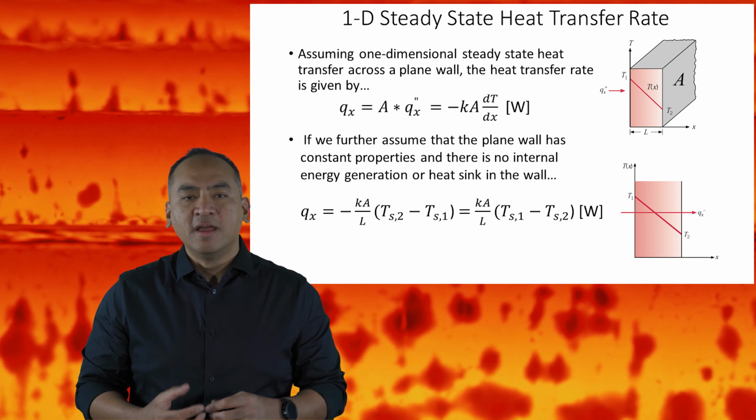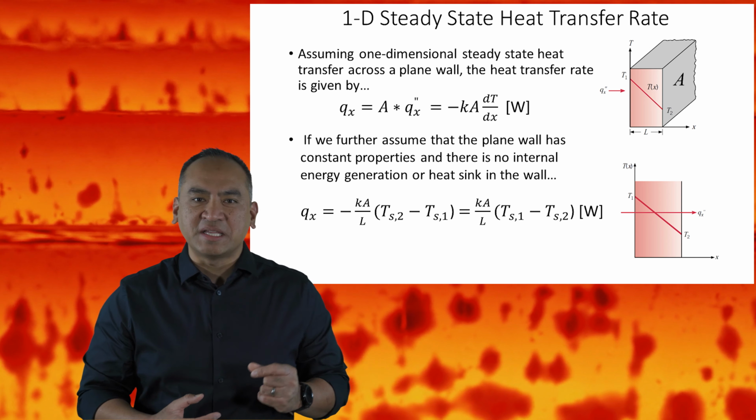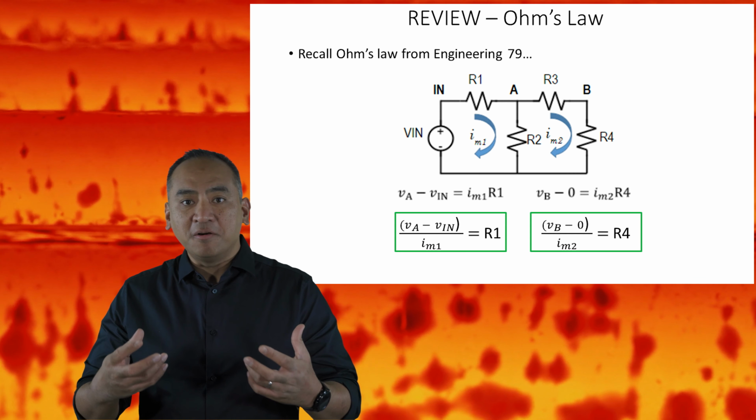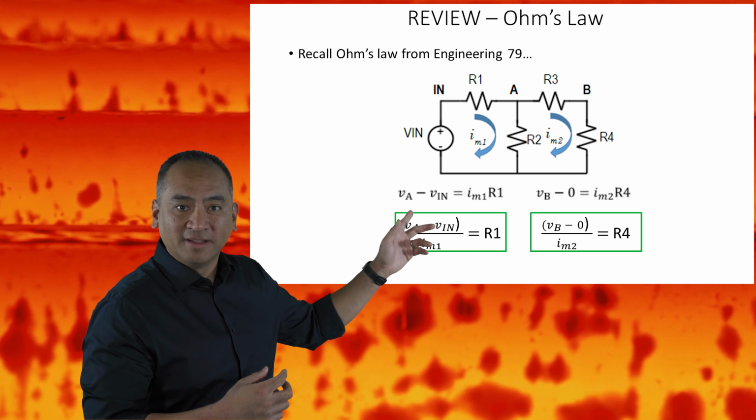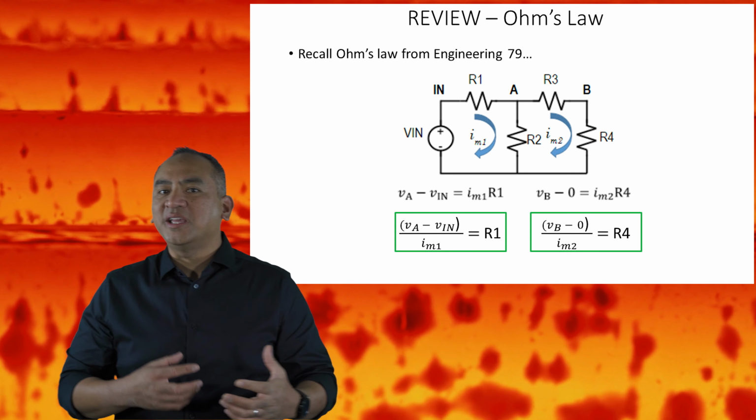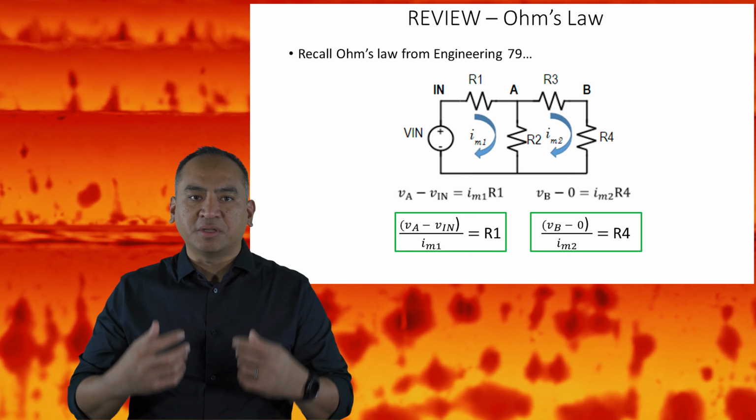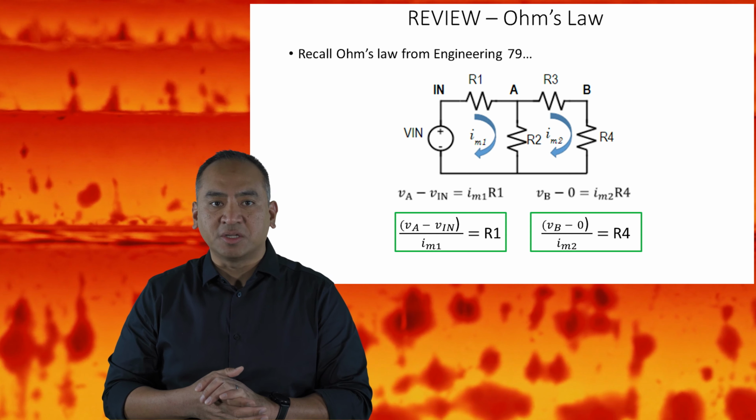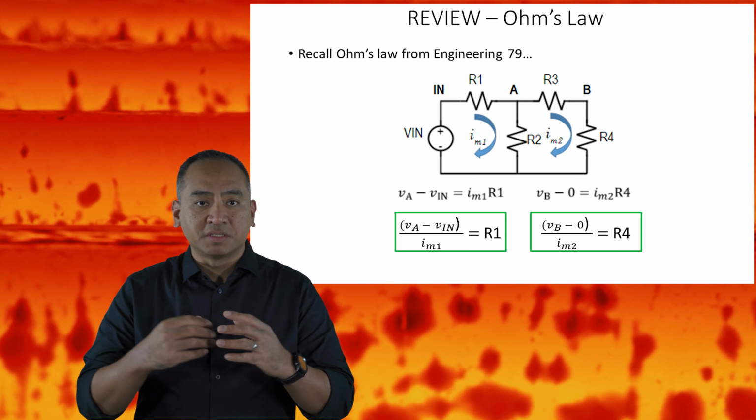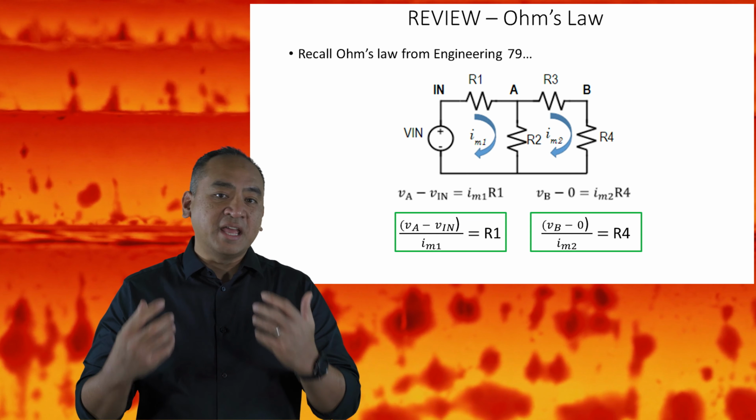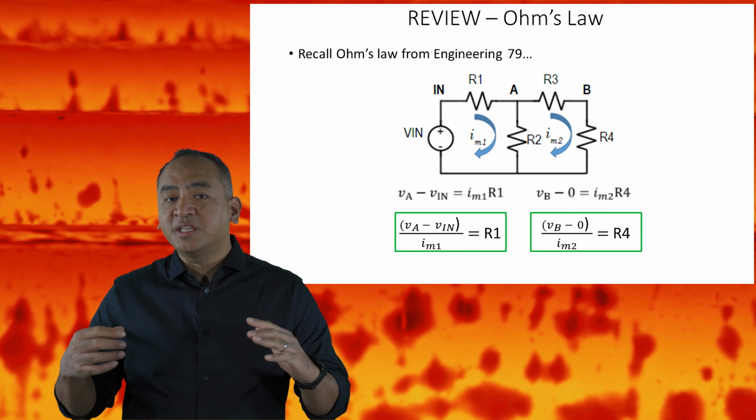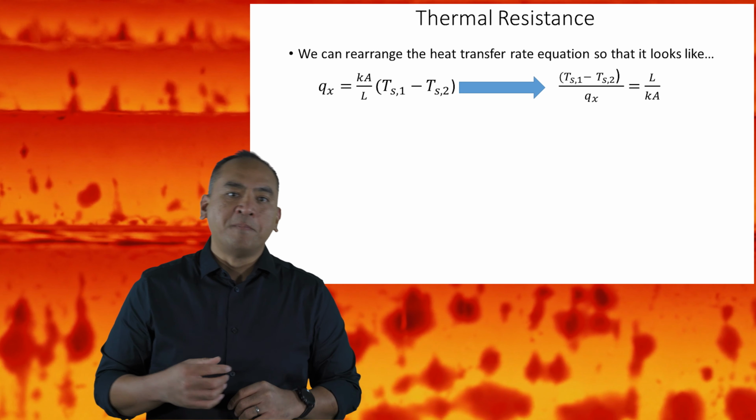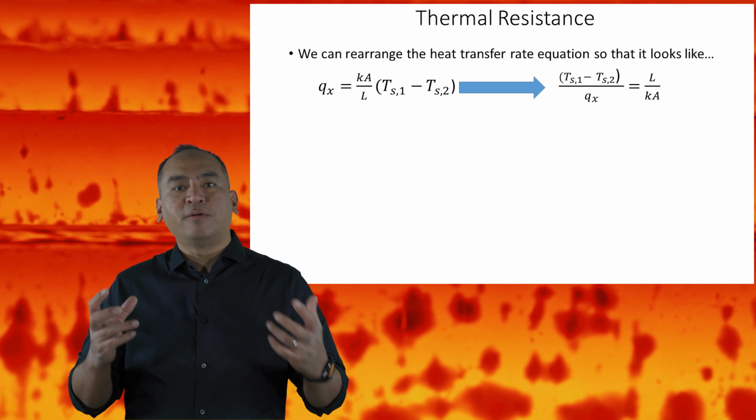Here's why. Remember back in Engineering 79 when you learned about Ohm's law and KCL? If you don't, the slide is shown here. Recall how we calculate the resistance of a resistor in the circuit that you see here. We take the voltage drop across a resistor and divide by current, which is Ohm's law. If you get a negative resistance, then you change the direction of the current in your loop to get a positive value. Let's go back to Fourier's law.